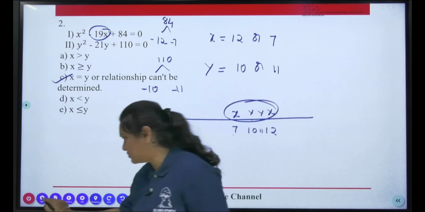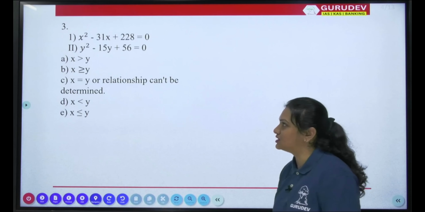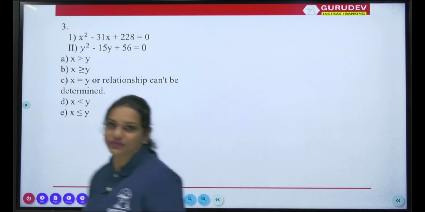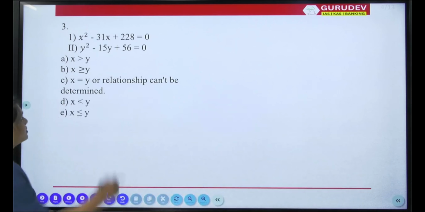So let us take question number 3. Again, find the roots of the first equation. So what are these?